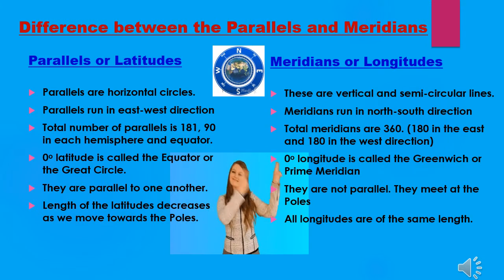0 degree latitude is called the equator or the great circle. 0 degree longitude is called the Greenwich or the prime meridian. Parallels are parallel to one another. Meridians are not parallel. They meet at the poles. The length of the latitude decreases as we move towards the poles. All longitudes are of the same length.